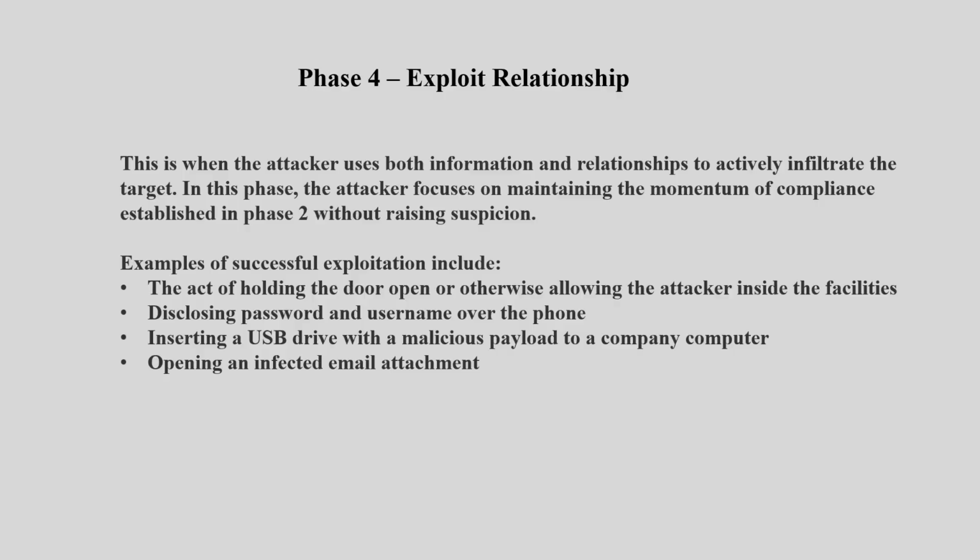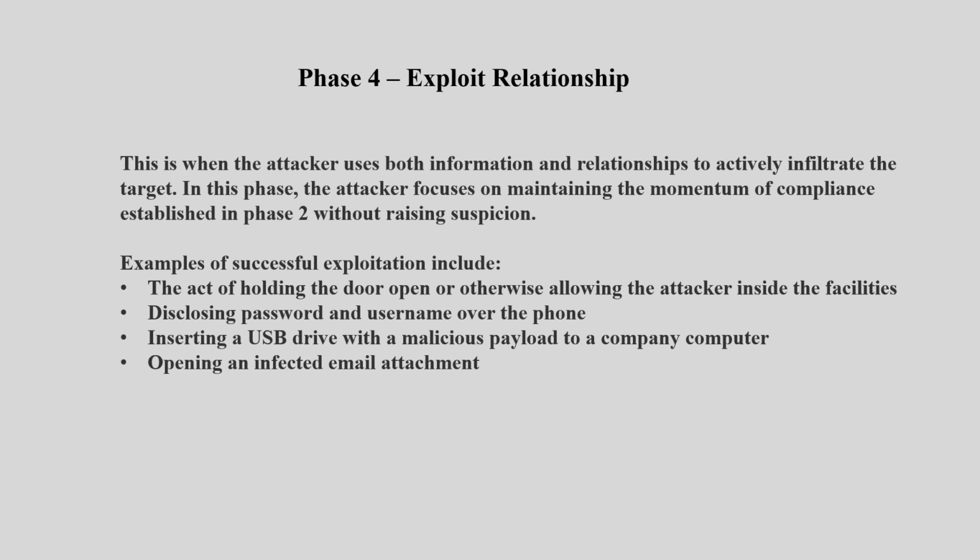Let's see phase 4, that is exploit relationship. This is when the attacker uses both information and relationship to actively infiltrate the target. In this phase, the attacker focuses on maintaining the momentum of compliance established in phase 2 without raising suspicion. Examples of successful exploitation include holding the door open or otherwise allowing the attacker inside the facilities or the building or an enterprise.